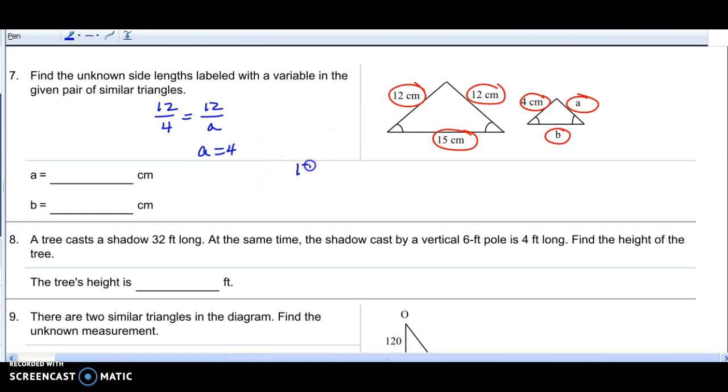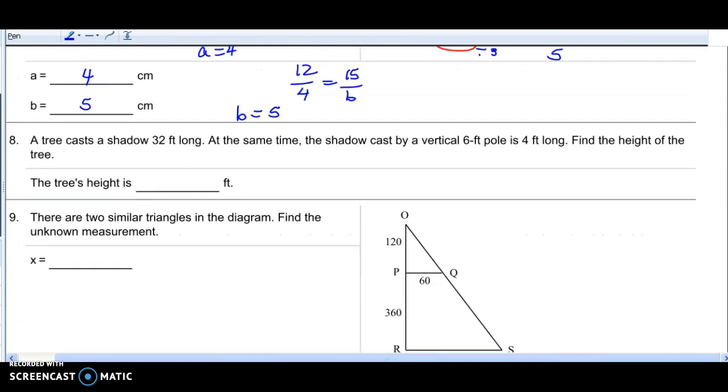But let's go with the other one. 12 is to 4 as 15 is to B. Can you figure that one out? You may need to do a little solving, but see what you get. When this one's solved, we should come up with B equal to 5. So A is equal to 4, B is equal to 5, and that makes these in proportion. You might also notice that if each of these is divided by 3, you get a 4 and a 5. So there are several ways you could notice that.